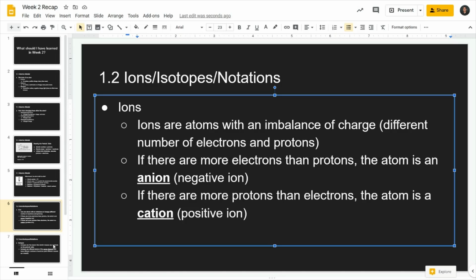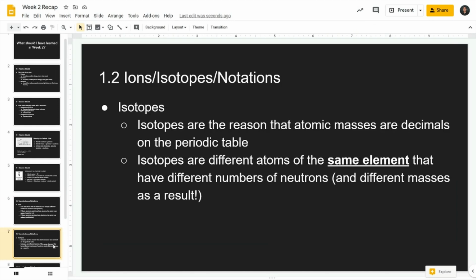All right. Isotopes. Isotopes are the reason that the atomic masses are decimals on the periodic table. That's because in real life, atoms of carbon, nitrogen, whatever, they could all have different masses because I can have the same element and two different atoms have different numbers of neutrons. Because remember from the PhET lab, when I change the number of neutrons, that doesn't change the element, it just changes the mass. So isotopes are the same element, but different atoms with different masses.